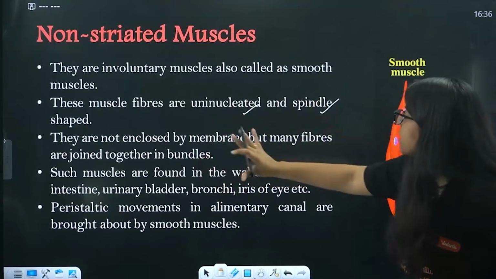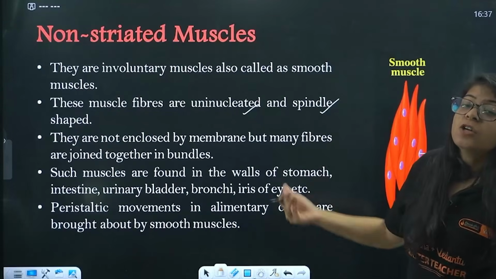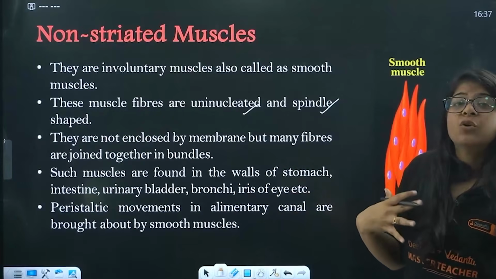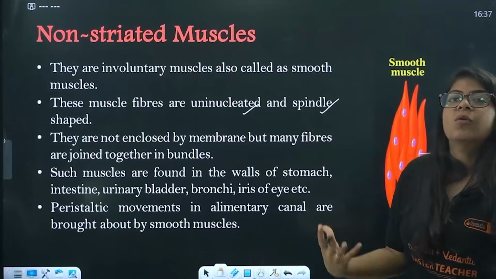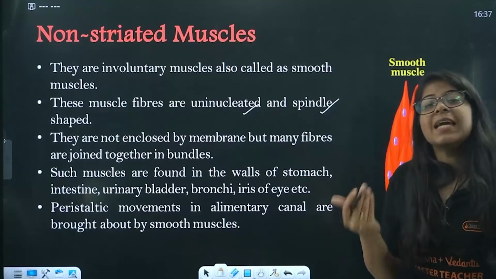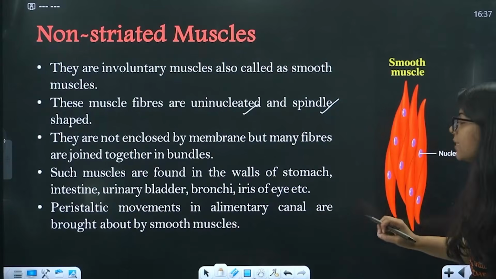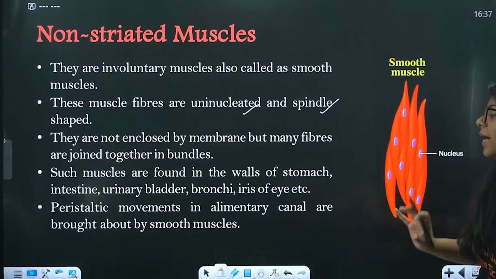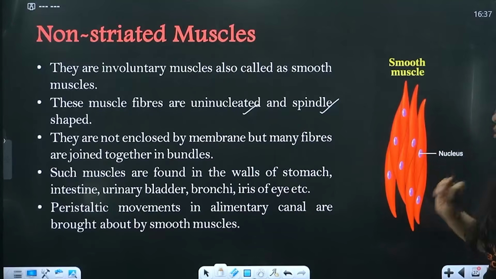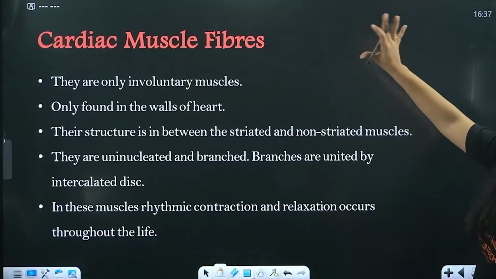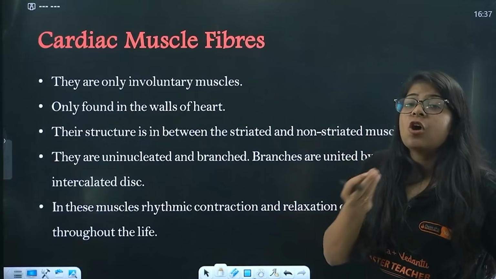Such muscles are found in the walls of stomach, intestine, urinary bladder, bronchi, iris of our eye. So all these things we don't really control. I don't think, okay, let the bronchi work. Okay, let the small intestine work. Digestion is happening on its own. So it's involuntary. I can't stop my digestion. Okay, so the peristaltic movements in the alimentary canal are also brought about by the smooth muscles. These are called smooth muscles. Then beta, one very important muscle comes, that is your cardiac muscle fibers, that is your heart. Now these are also involuntary. You can stop breathing for a second.